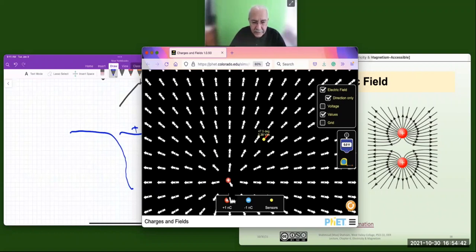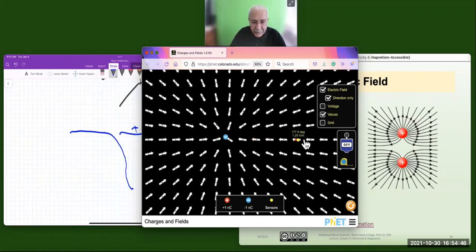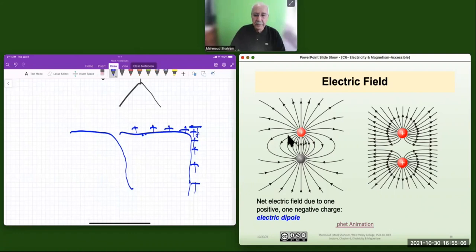And if this is a negative charge, because this is a tiny little positive charge, the force goes towards it. All right. So when you have this kind of situation, a positive and negative, you usually call this a dipole. Two poles, dipole, okay?